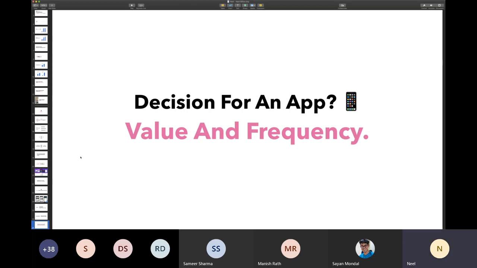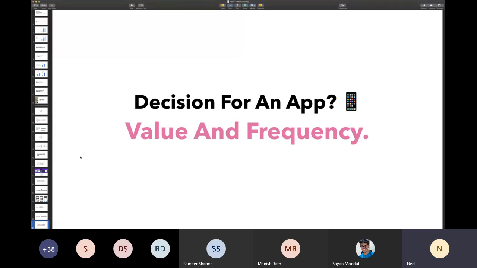So now, how does one person decide if they want to have an app or not? It depends on the value and the frequency. If it's something that's really valuable for you, for example, the grocery app. If you live in a metro and you don't have time to shop for groceries every day, you can have a grocery app which adds a lot of value inside your life.